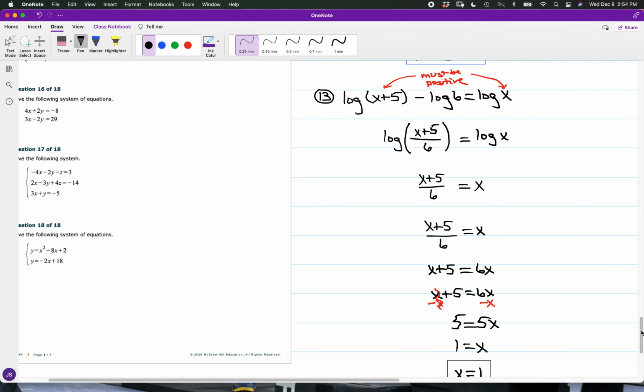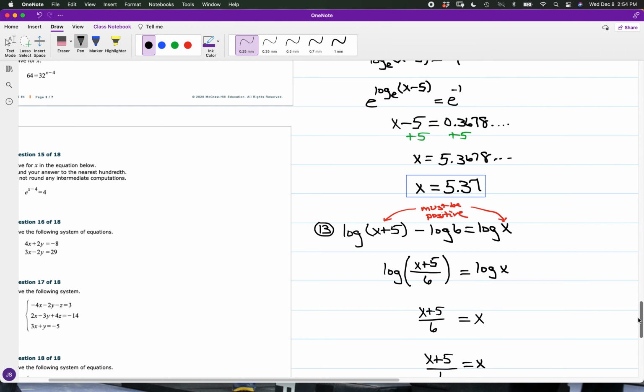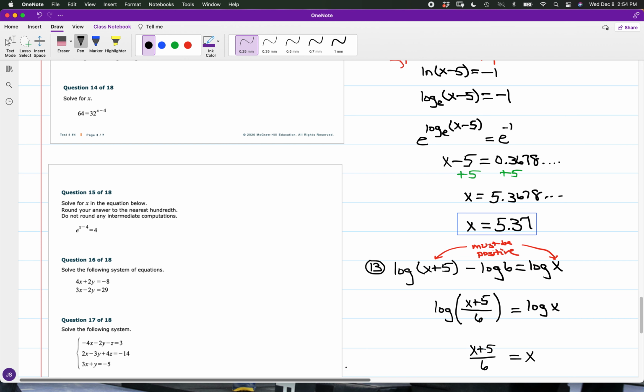All right, so just picking up, with 13 you have x is equal to 1, and then crossing over to 14, we have exponential equations.